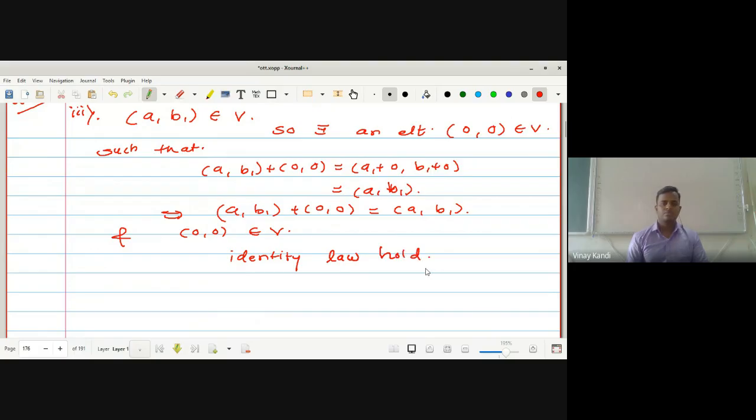Okay, any doubt? No, sir. Now the fourth property, inverse property.